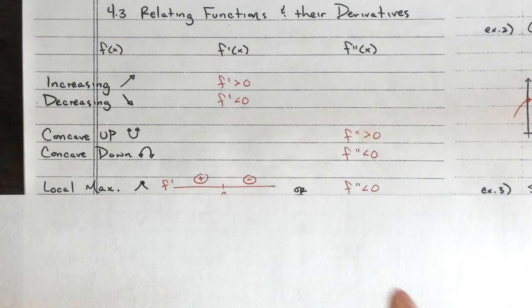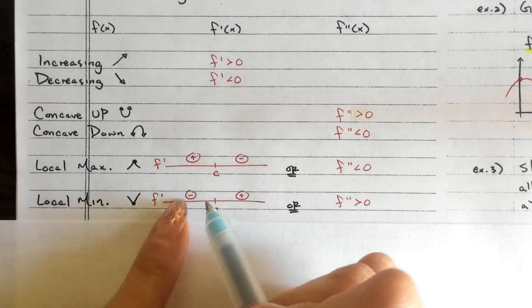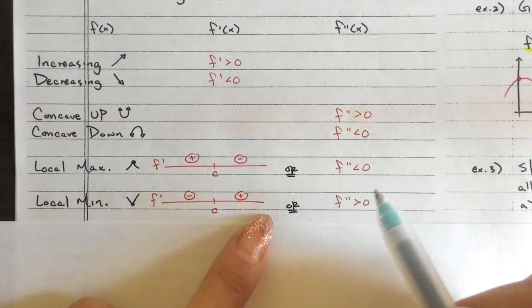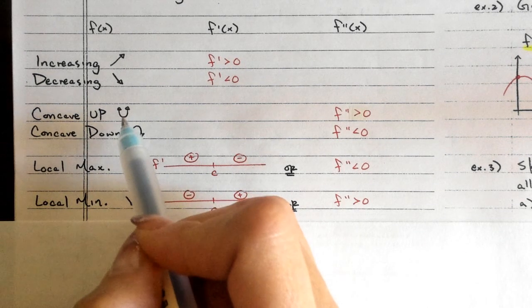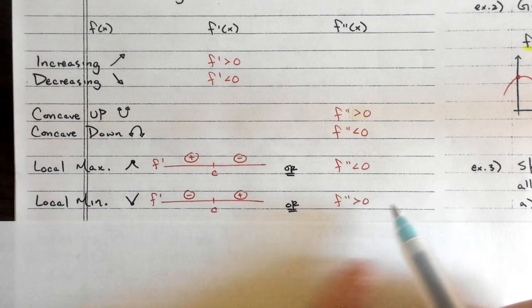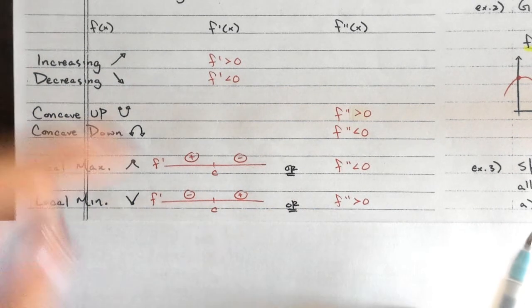All right, and then for this, a local min is when your first derivative changes from negative to positive, and then this is true. So local min, think about this, right? Isn't this a local min? Isn't this concave up? So also we have concavity that's going up, okay?